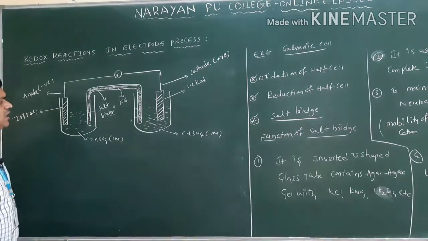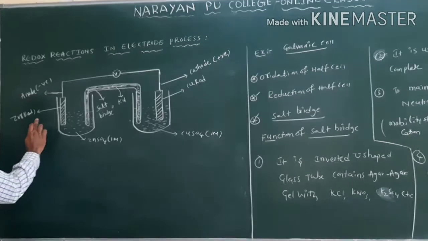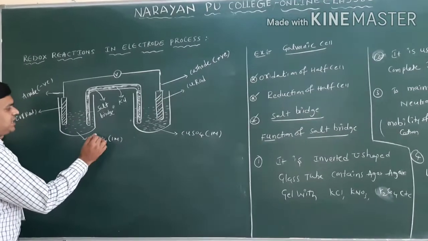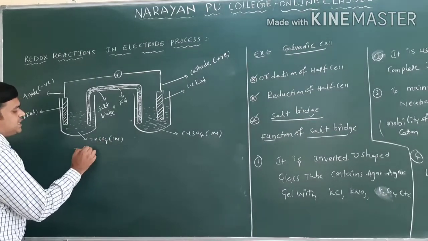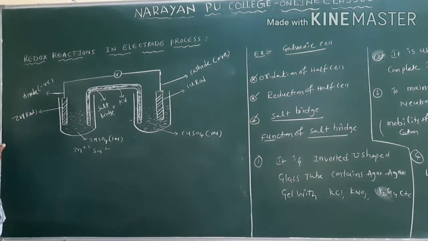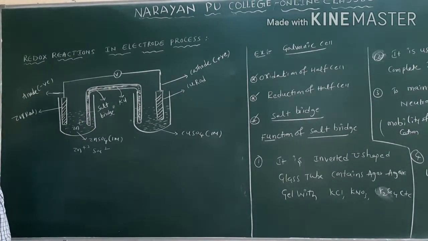Now we will see what happens in one of the compartments. See this compartment: a zinc rod is dipped in zinc sulfate solution. So zinc sulfate is converted into what? Zn+2 ions and SO4-2 ions are there. So you can imagine that in this solution Zn+2 ions are present. Now, what is the role of the zinc rod here?